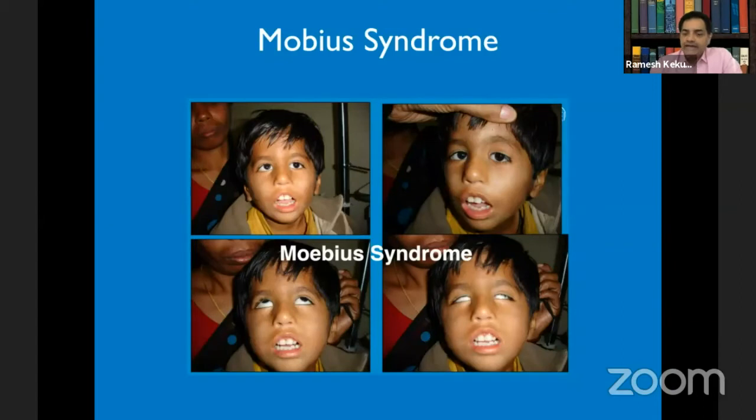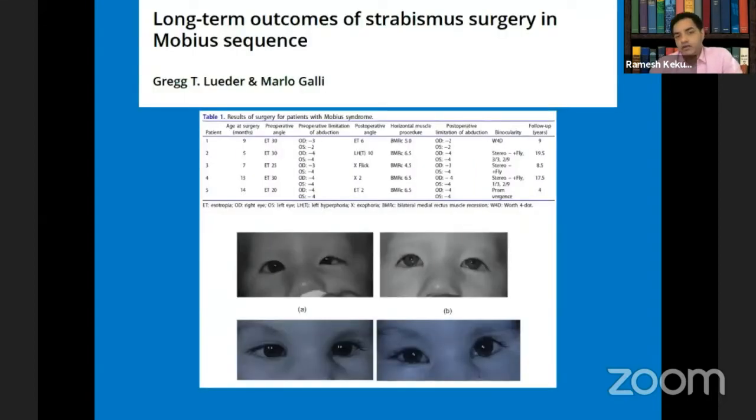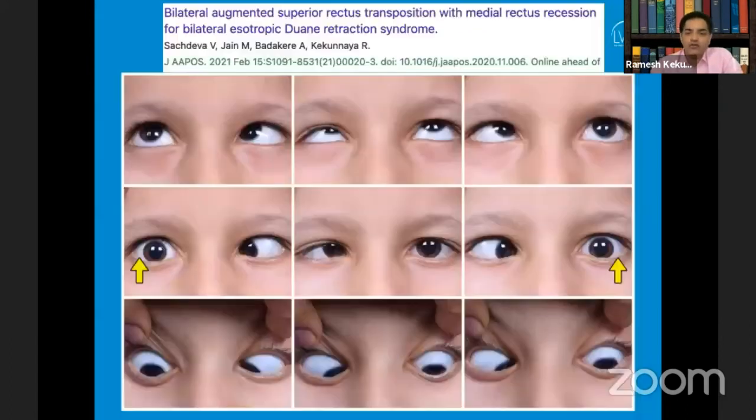Mobius syndrome, I treat them. They have an abduction limitation bilaterally. They have lagophthalmos. They will have significant abduction deficit. They behave similar to Duane syndrome, which is bilateral, I'm talking in terms of surgical approach. And if you see Dr. Lueder, he had one of the large series where he says a large MR recession is a good idea in these patients. He had 5 patients with long-term outcome. They did well over a period of time. That's one of the approaches.